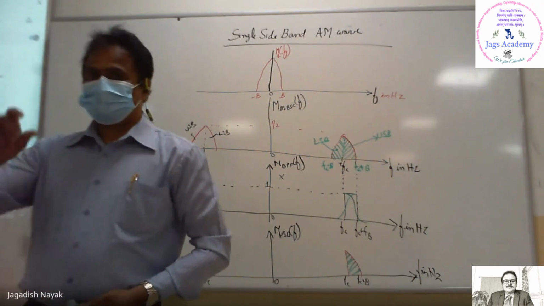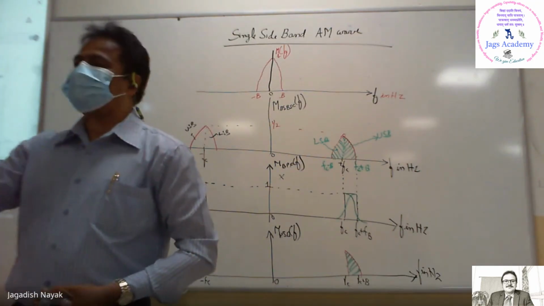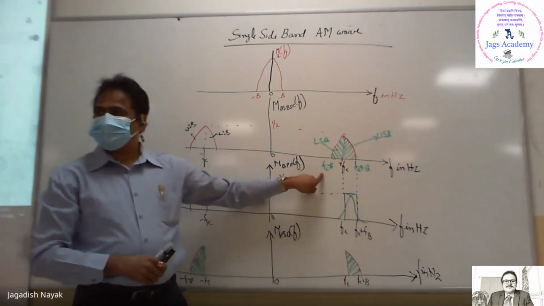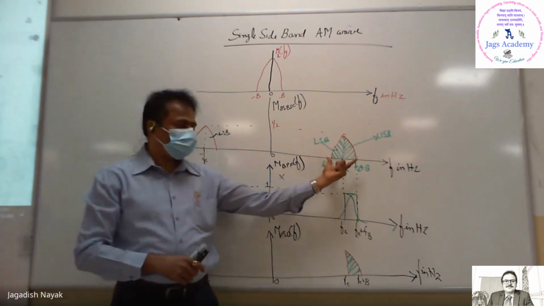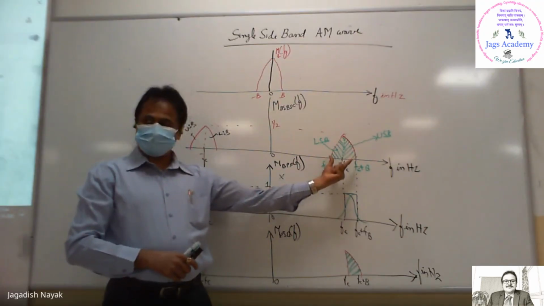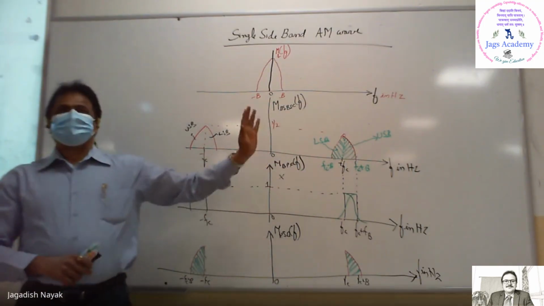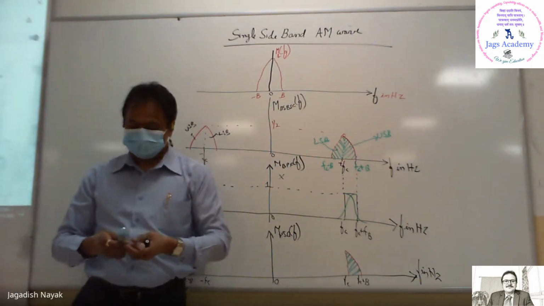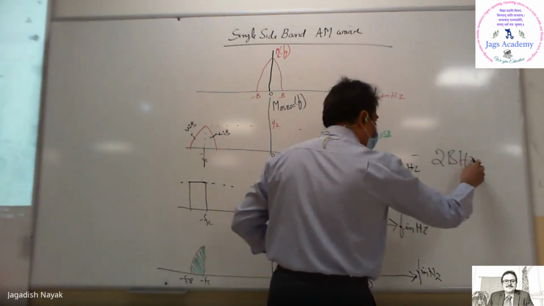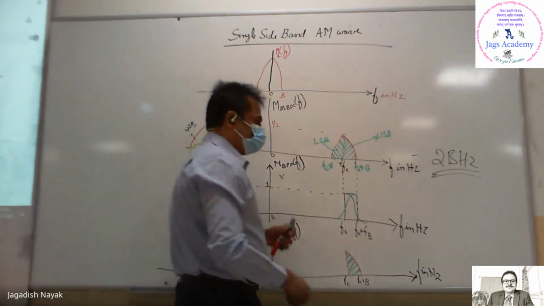No. Bandwidth is actually the band of frequency occupied. In the case of double sideband suppressed carrier, bandwidth is 2B. Why 2B? Because Fc plus B minus Fc minus B becomes 2B. Band of frequency means this frequency minus this frequency. That is 2B. Double sideband suppressed carrier wave has a bandwidth of 2B hertz. Here, how much bandwidth can you save? B hertz. Now, what is the bandwidth of this single sideband wave? It is just B.